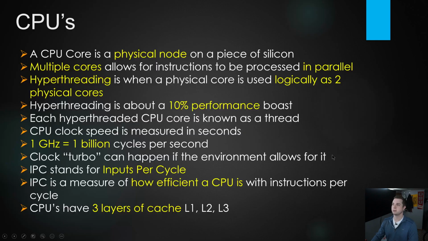So CPU is up first. Here we go. A CPU core is a physical node on a piece of silicon. Multi-cores allow for instructions to be processed in parallel. Note that this is software dependent. What I mean by that is not everything can be run in parallel. Some executable things have to be run in sequence. So not everything is going to benefit from multiple cores. In fact, very few things benefit from multiple cores. It just depends on the piece of software.